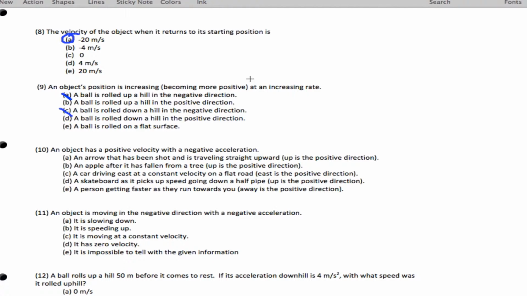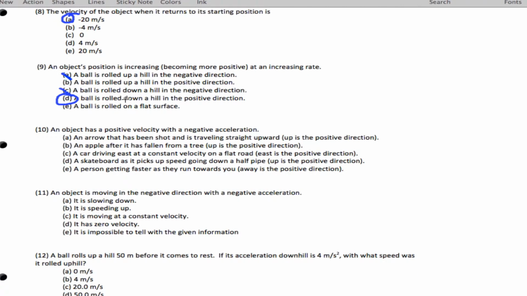Now, we're also doing this at an increasing rate, meaning that the rate at which we cover distance increases. The only one that does that is D. Now here, positive velocity with negative acceleration, that means that we're moving forward, but the acceleration is trying to get us to move backwards. And when we look at the choices here, a person getting faster as they run towards you, no, that's speeding up. Picking up speed, speeding up. Constant velocity, no. All of these are speeding up. The only one that really works is choice A.